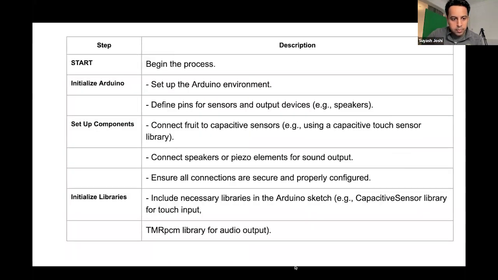Go to the next slide. So here I've listed step-by-step steps to make it easier, and then I'll show you the code as well. Initialize the Arduino environment, make sure you have your fruits connected, and in the code, you would map the pins to which you have connected the fruits, basically, using the alligator cables. In this case, it says connect speakers or piezo elements for sound output. Ignore this. In my case, I'm just using MIDI to do that.